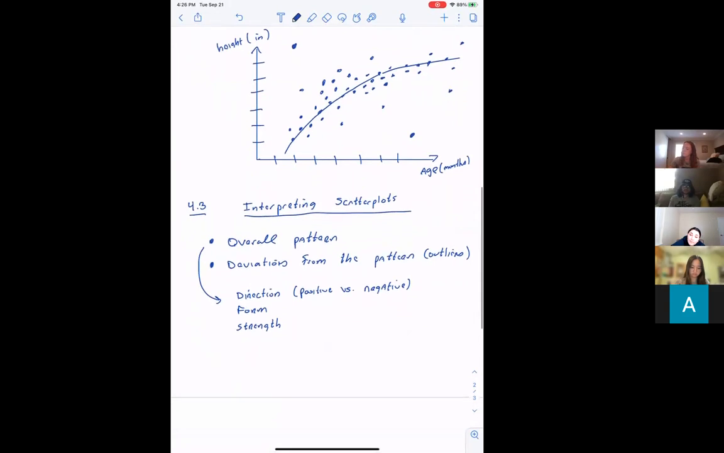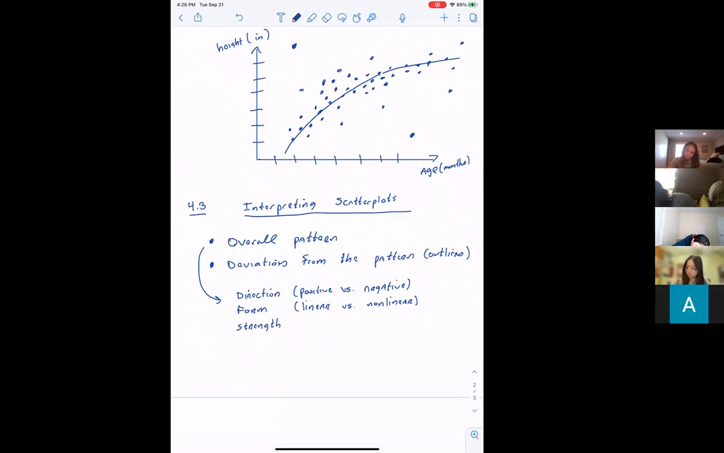Form. In this class, the form is basically two possibilities. Either it's linear or nonlinear. We're not going to really worry, I think, at all about if it's not linear, what form it has. Is it quadratic? Is it cubic? Is it exponential? Is it logarithmic? We're not going to worry about that. It's either linear or nonlinear for our class. Okay, is it a line or is it not a line?